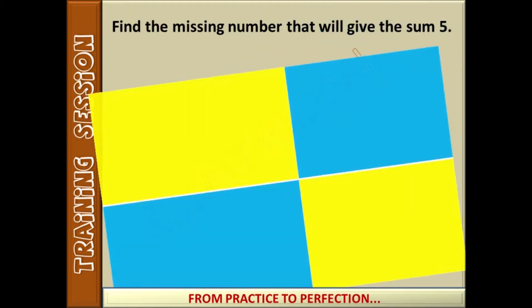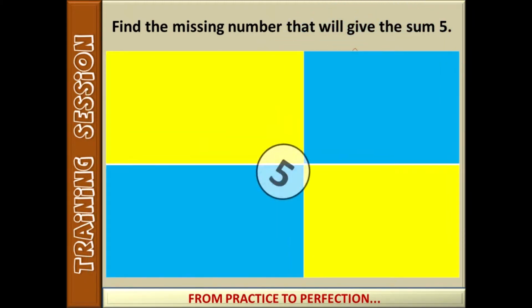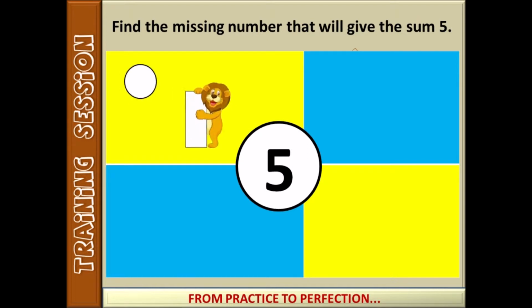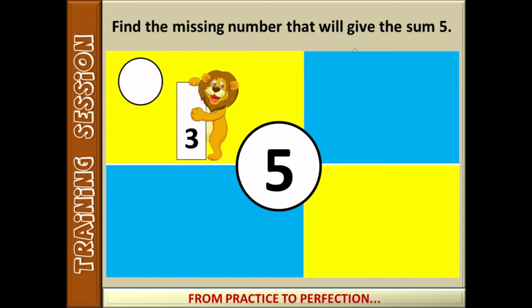Over here, you find the missing number that will make 5. 3. What should we add to 3 to make 5? I know you have the answer. It is 2.